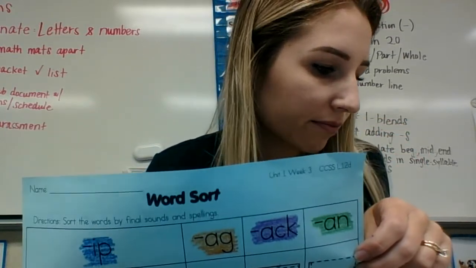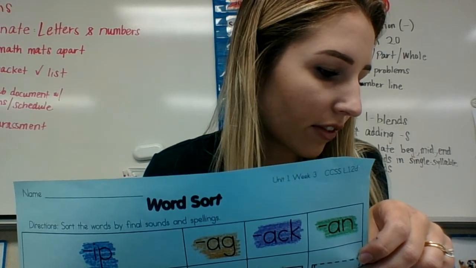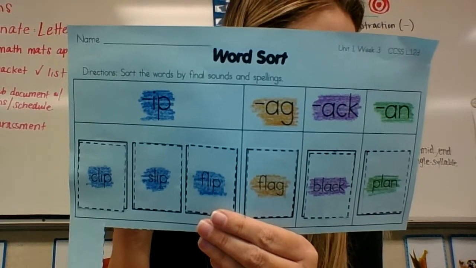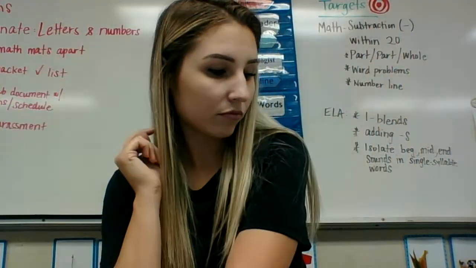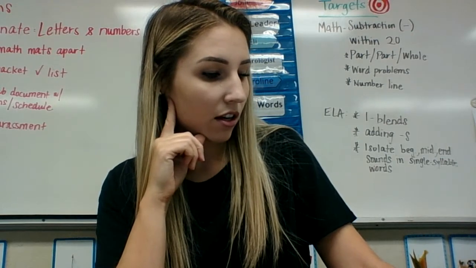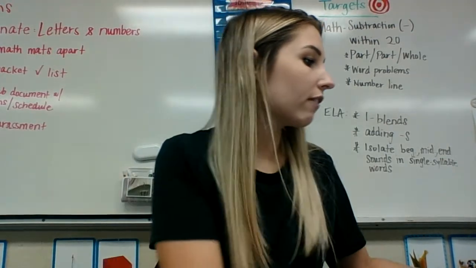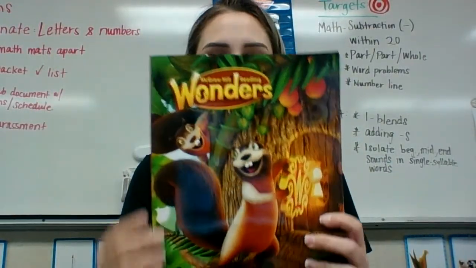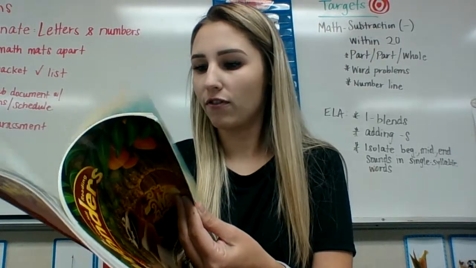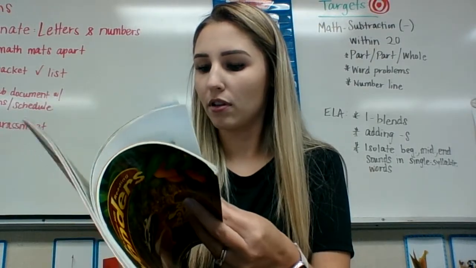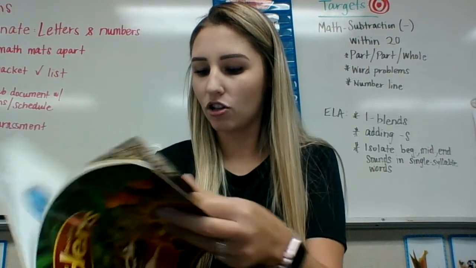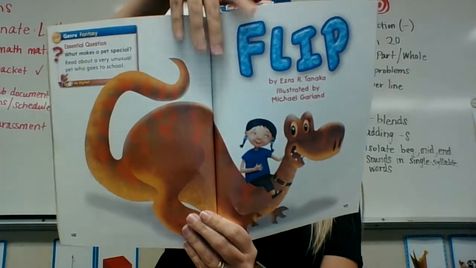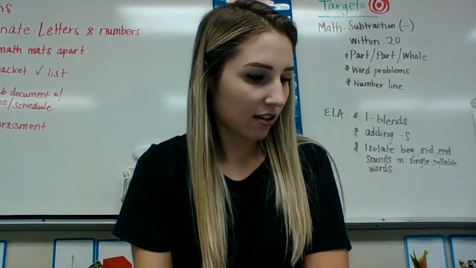And then sort yours. These are mine. Make sure you can read the words too, blending your L's. And then I read the story Flip in your literature anthology book. The story Flip starts on page 48. Read this. This has really good L blends in it.